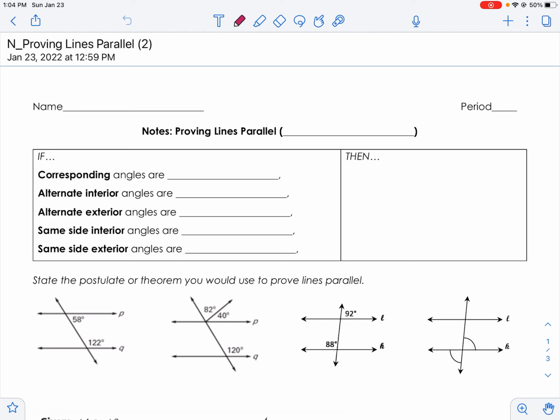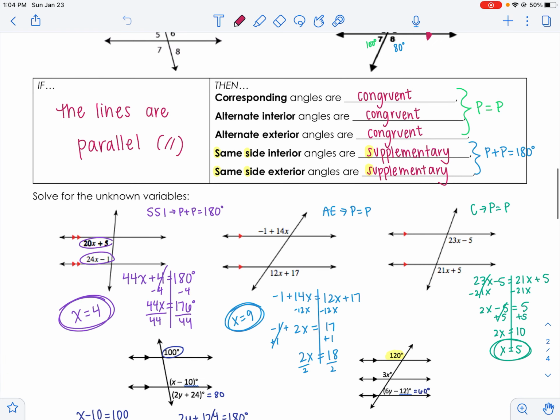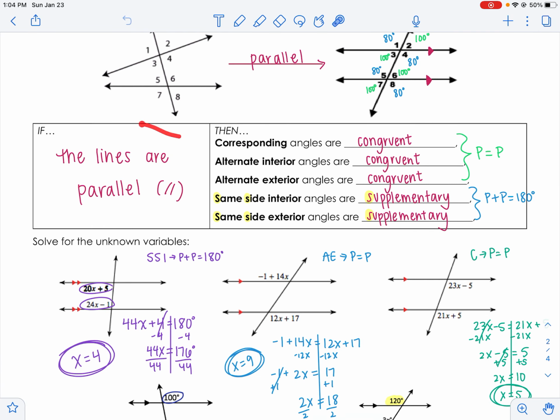Good morning or afternoon. Today we're going to talk about how you prove that lines are parallel. If you think back to what we did the other day, we talked about how if the lines were parallel, then all of these things were true. Then the corresponding angles were congruent. Alternate interior angles were congruent.